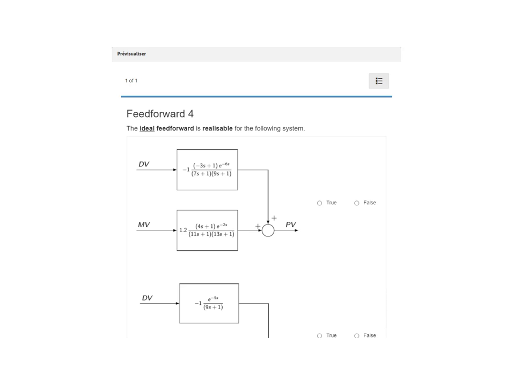Well, let us have a look at the first system. Remember that the 3 possibilities that make the ideal feed forward not realizable are, first, properness, second, problems with the delays. Remember that the delay in the disturbance dynamics must be larger than the delay in the process dynamics. And then you can also have unstable pole zero cancellations.